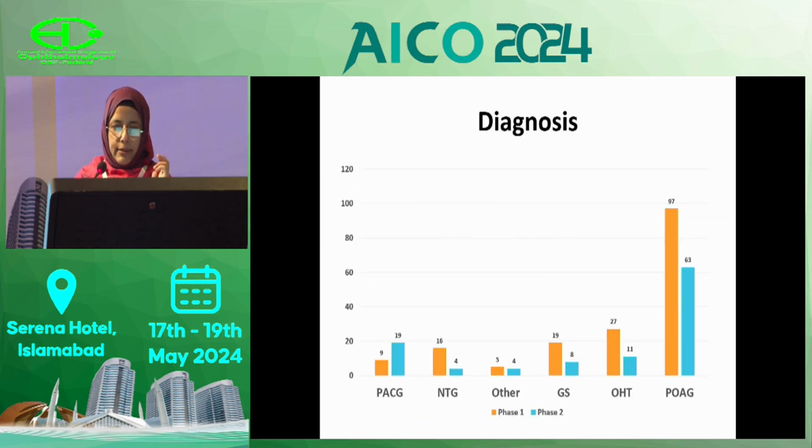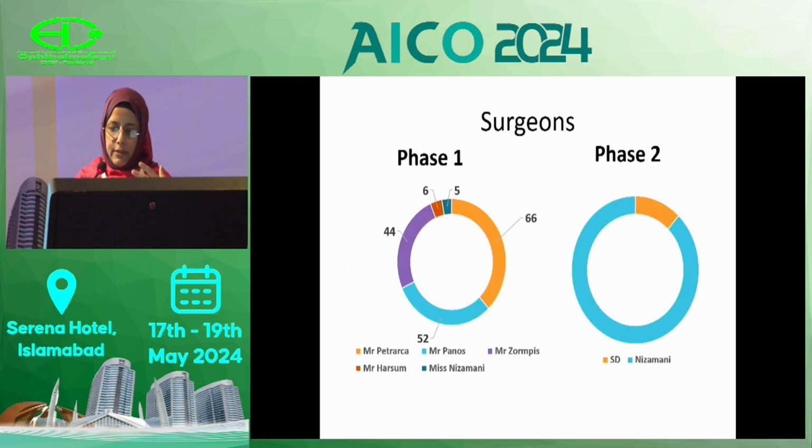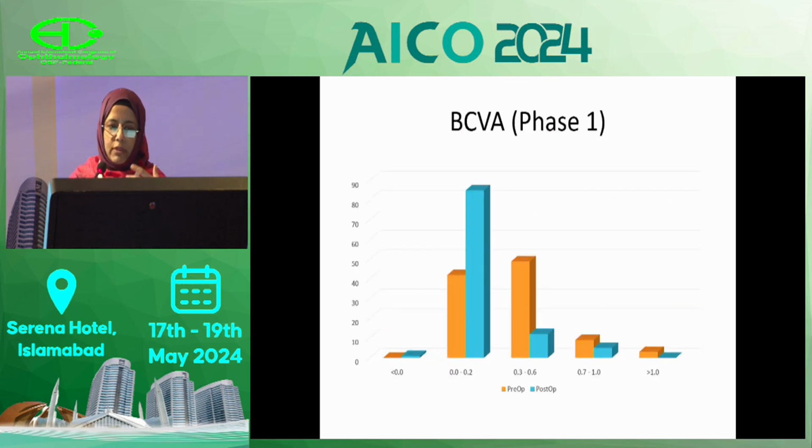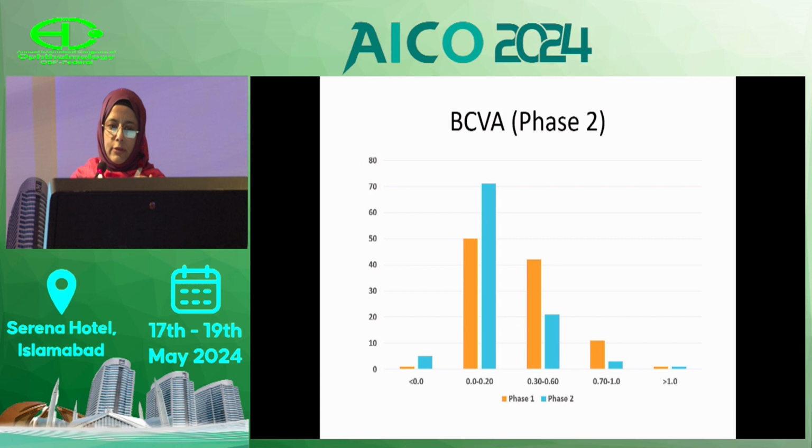This is the laterality and diagnosis. As you can see, mostly were primary open angle glaucoma patients, but there were some angle closures and NTGs and others as well. These are the different surgeons. In phase 2, most of the surgeries were performed by myself, and in phase 1, there were other colleagues as well. This is the BCVA in phase 1 and phase 2. As expected, after any cataract surgery, there was a significant improvement in vision.